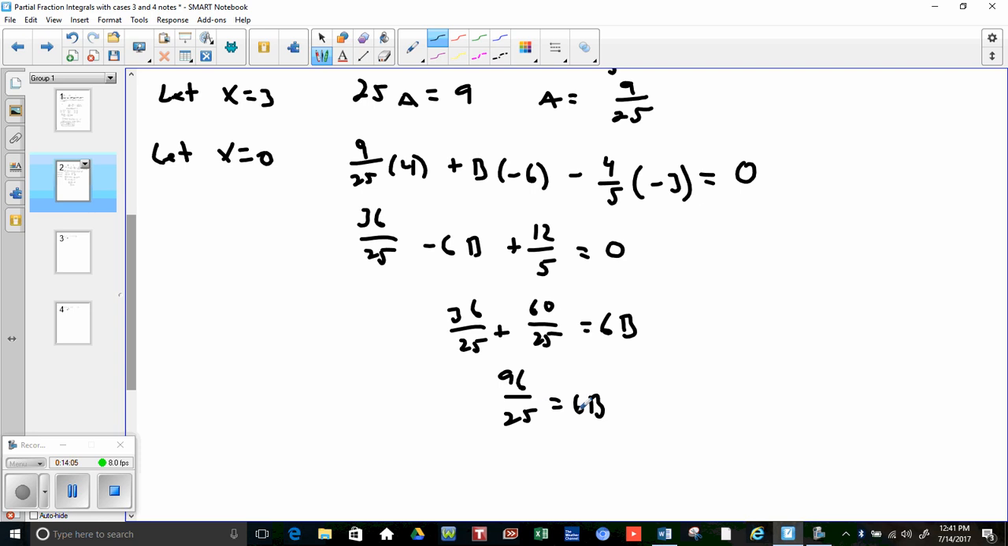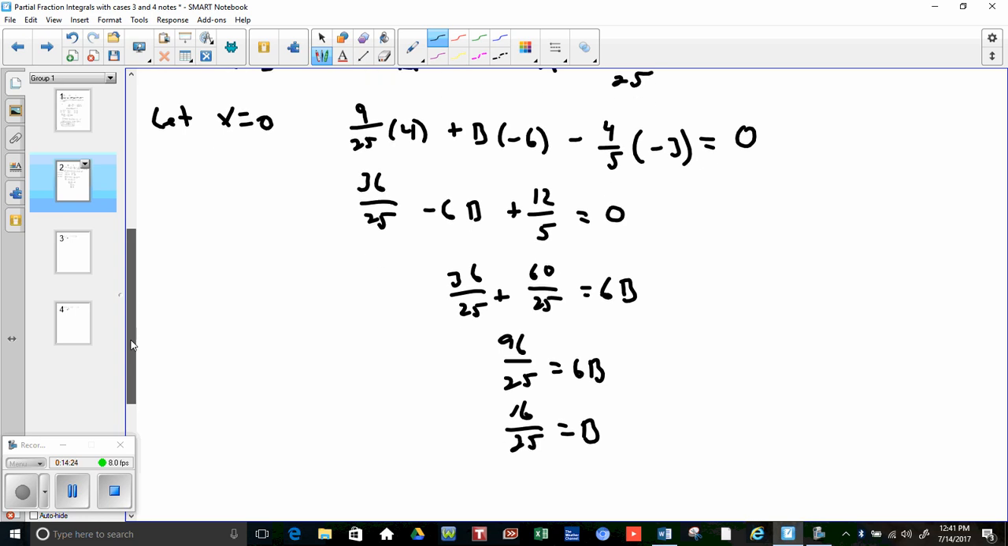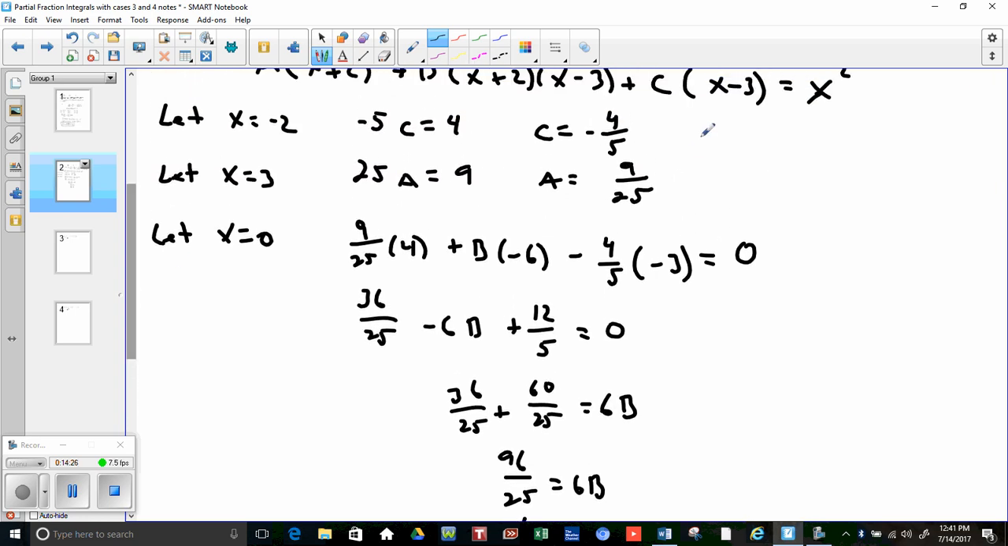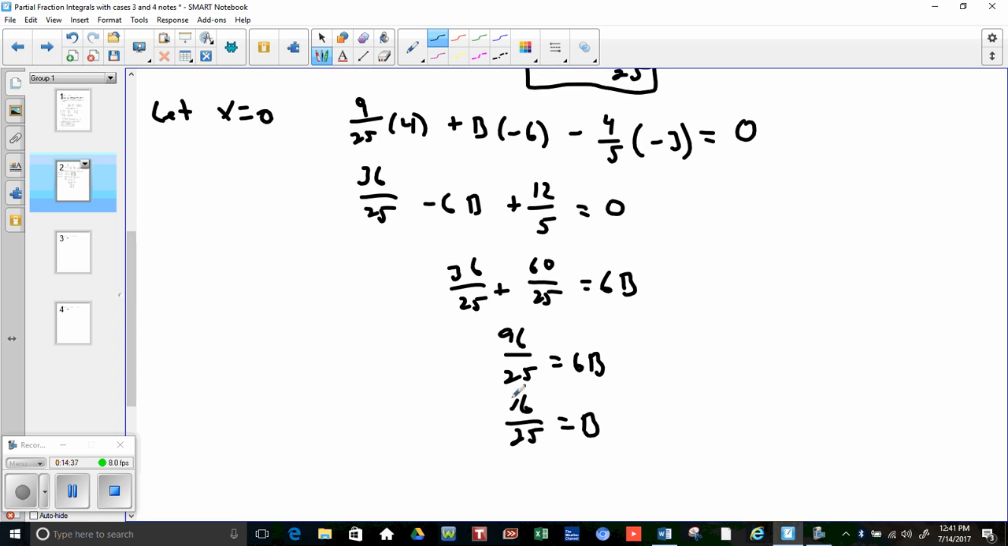Dividing both sides by 6, let's see, what is 96 divided by 6? That's going to be, what is that, 16? So it looks like we get b to be 16/25. All right, let's see if this is going to work out. So now we've got a, b, and c. So let's actually kind of mark those off so that we can come back to them easily. There we go.